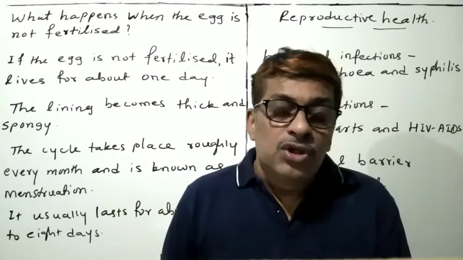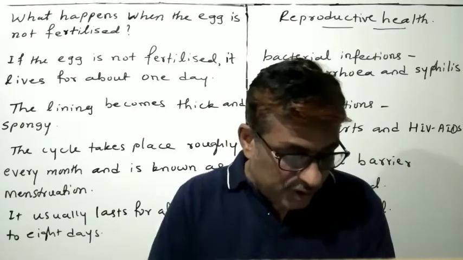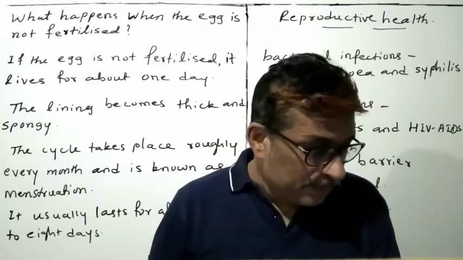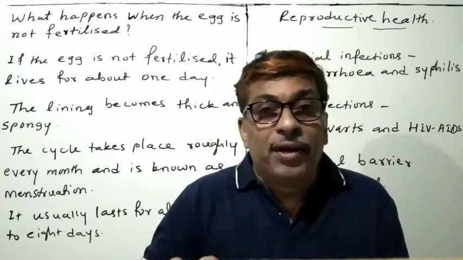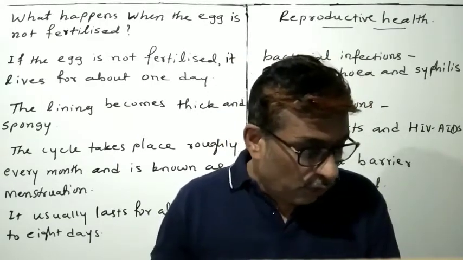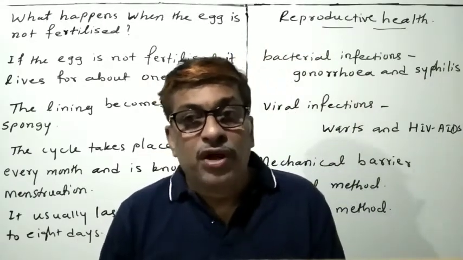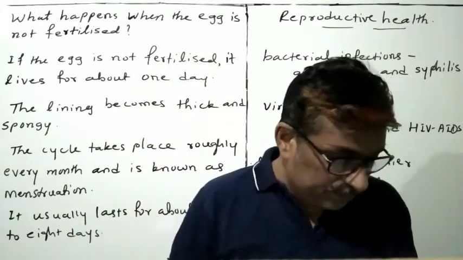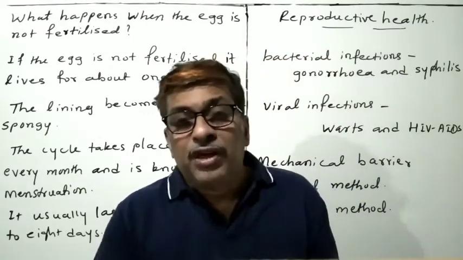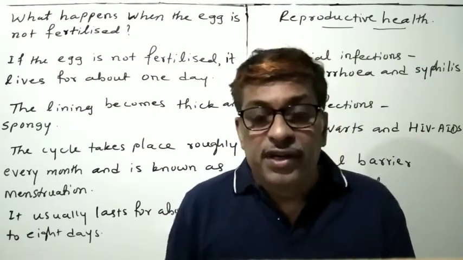Now, what about menstruation? Every month, the unfertilized egg is released with the endometrium wall containing blood and mucus from the vagina. This is called the menstruation cycle. It usually lasts for about 2 to 8 days.